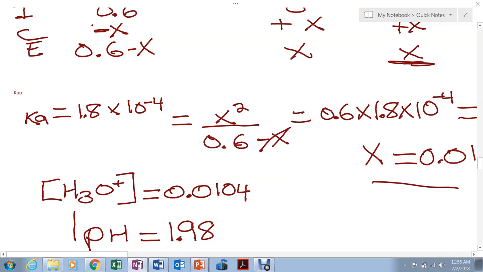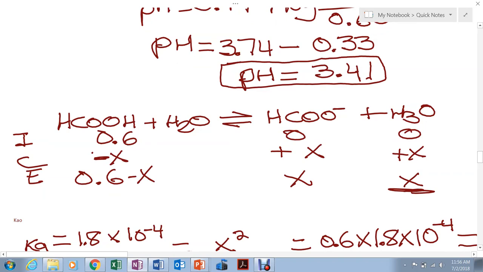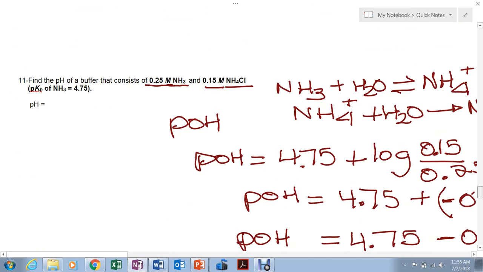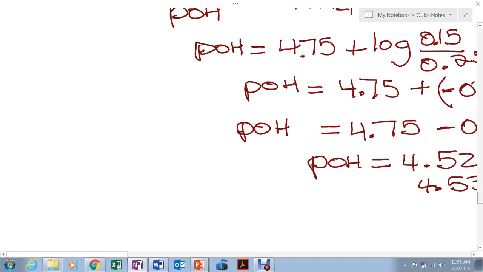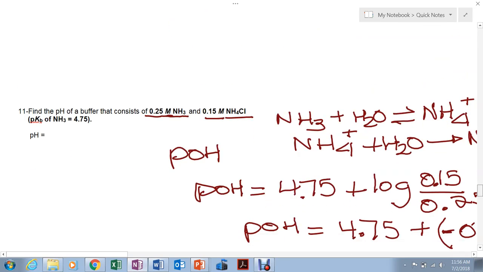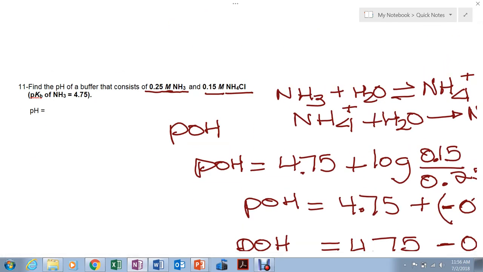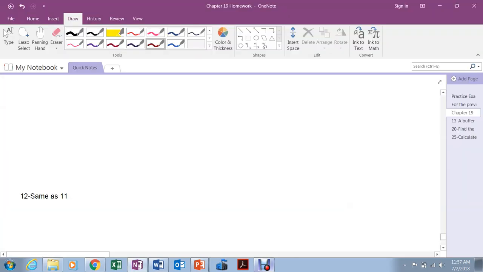So if I do the pH by itself, the acid by itself without the conjugate base present, the pH is much lower, meaning that you increase the pH of a buffer. Do you see? Because we have present the conjugate base. I don't know if it makes sense for you guys, but that's a way also to express it. So we got here 4.53, and that is the 11. We're going to do 12, but I have it in another one, so... Okay, let's look at it.